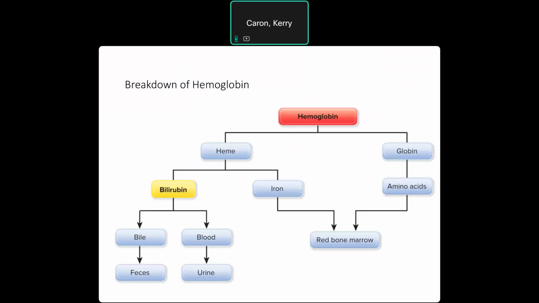So hemoglobin: heme, blood, globin. Globin is a protein made up of amino acids. Heme is made of bilirubin and iron. And bilirubin gets excreted from the body in bile as feces or in the blood eventually as urine.